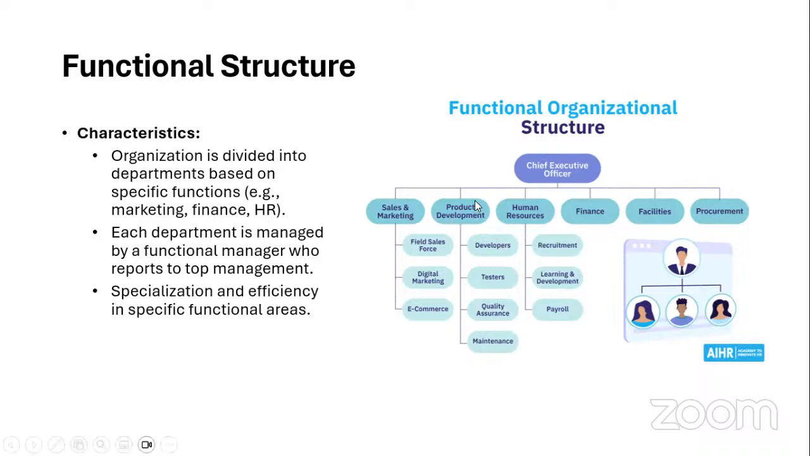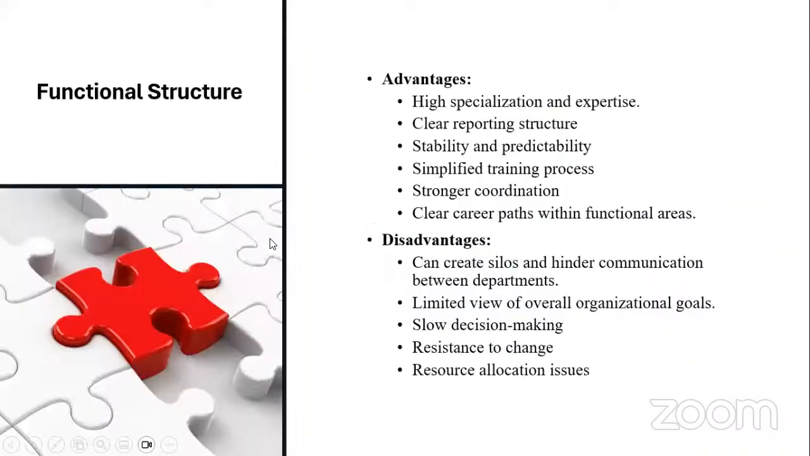So you see an example there. You see a chief executive officer, then you see the functions. Okay, you see sales and marketing, product and development, human resources, finance, facilities, procurement, and all of that. Now let's quickly look at the advantages.